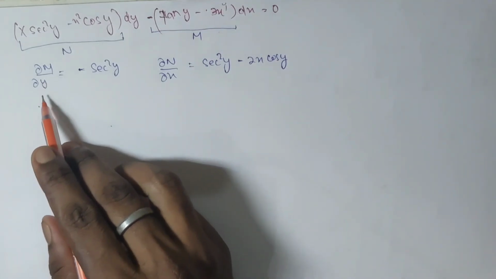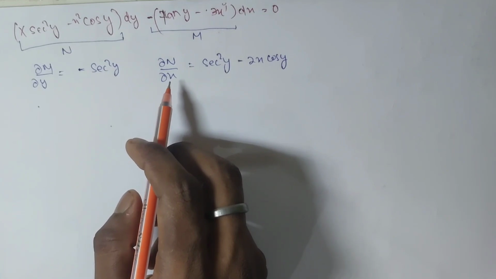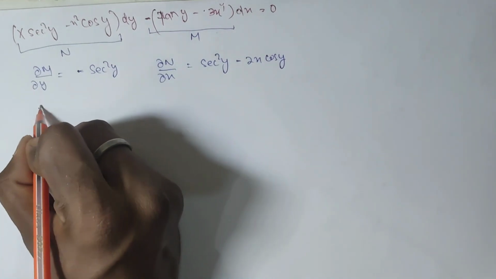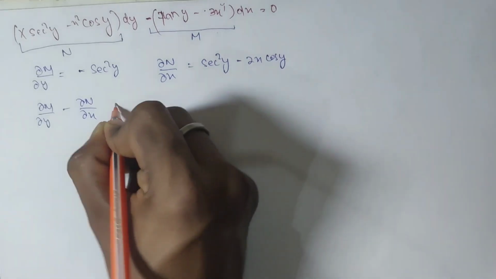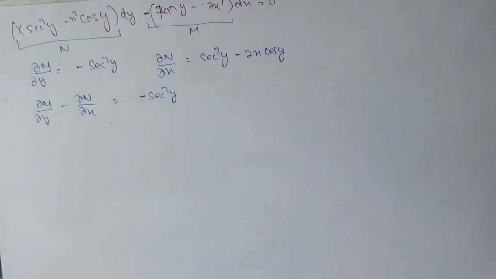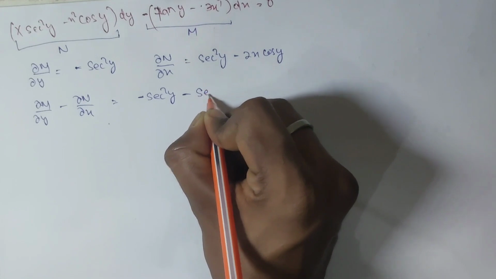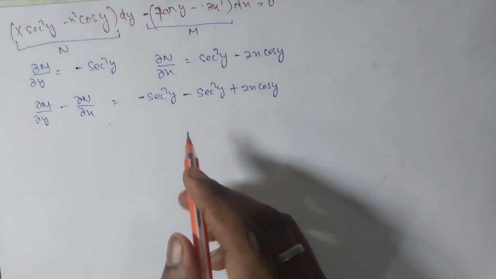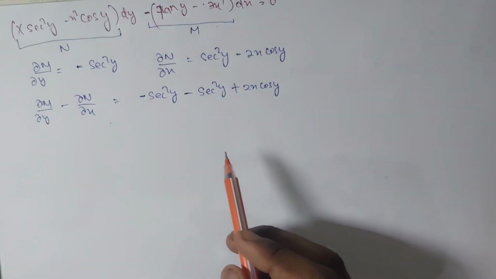As we can see that del M by del y not equals to del N by del x, so it is not an exact differential equation. We have to convert it into an exact differential equation in order to solve it. So we subtract del M by del y minus del N by del x, then it becomes minus sec square y minus sec square y plus 2x cos y. So it becomes minus 2 sec square y plus 2x cos y.